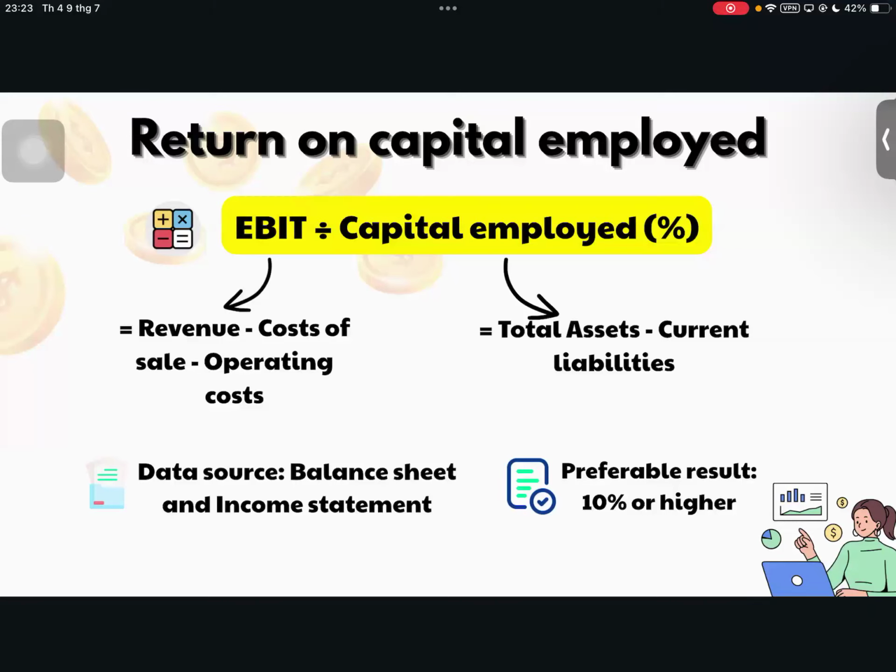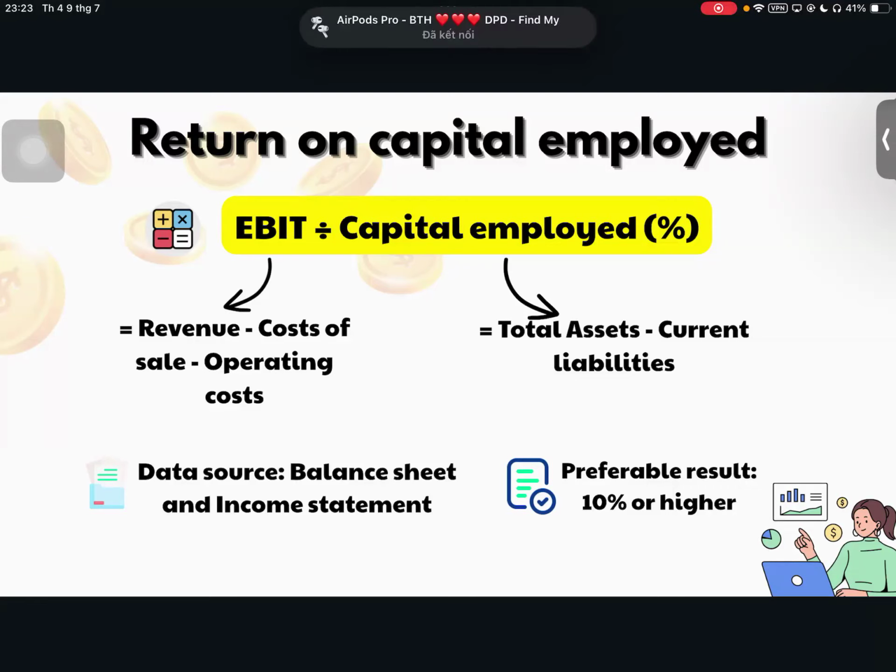So we take revenue minus the cost of sales minus the operating cost. And for the capital employed, we only consider the available capital. In other words, we only consider the long-term capital and remove the capital that would be used to pay off the debt. So we take the total assets minus current liabilities. We need to collect the data for ROCE from both the balance sheet and the income statement, and it is measured as a percentage.